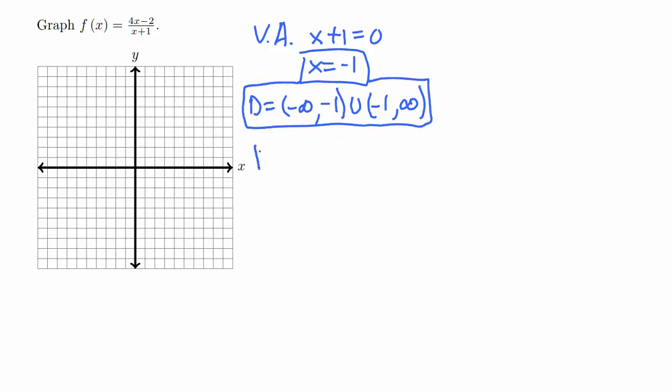The next thing we need is the horizontal asymptote. A horizontal asymptote looks at the degrees of the numerator and denominator. The degrees are both 1, so 1 equals 1. Therefore, the horizontal asymptote exists. Because it exists, it's the ratio of the leading coefficients, since they're both the same degree. So that's 4 divided by 1, which simplifies to y equals 4.